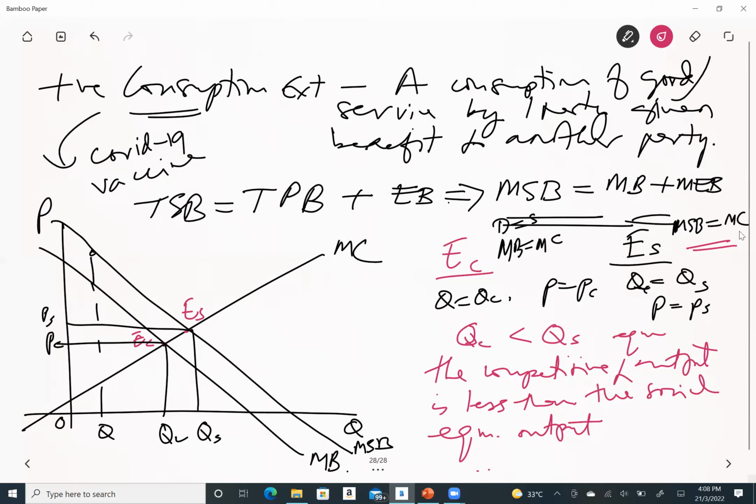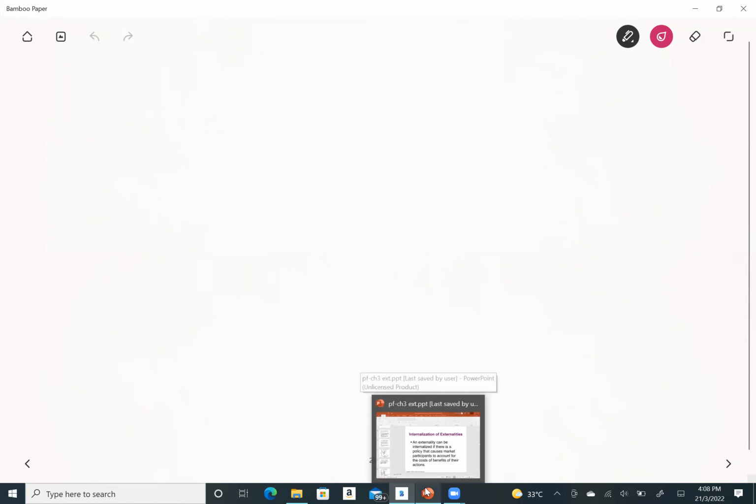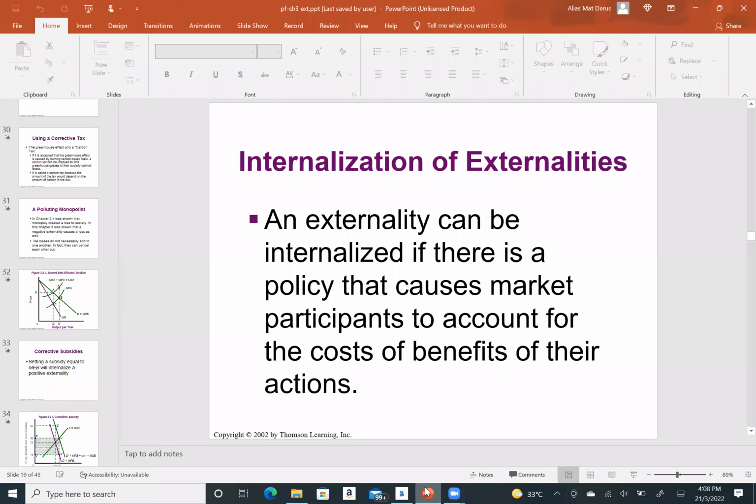Now, that is the concept, all right? That's the concept. When you take into account the negative or the positive externality, you will have a different outcome, all right? Different outcome. And we already discussed that outcome. Now, next question is, how do the market, or how do the firms, or the consumers, or the generator of the externality actually internalize the externality?